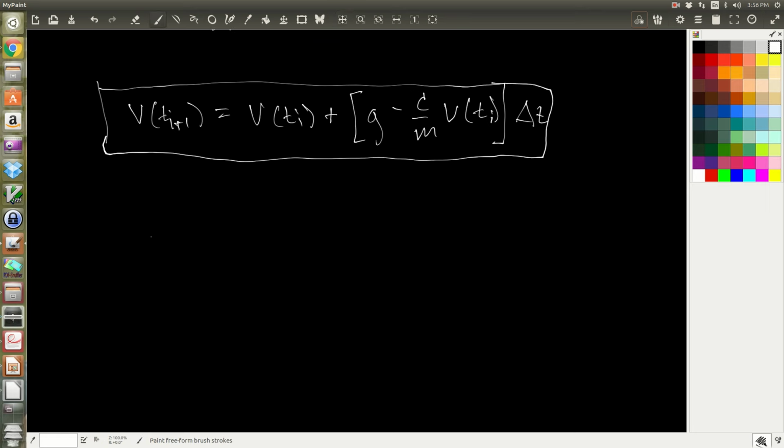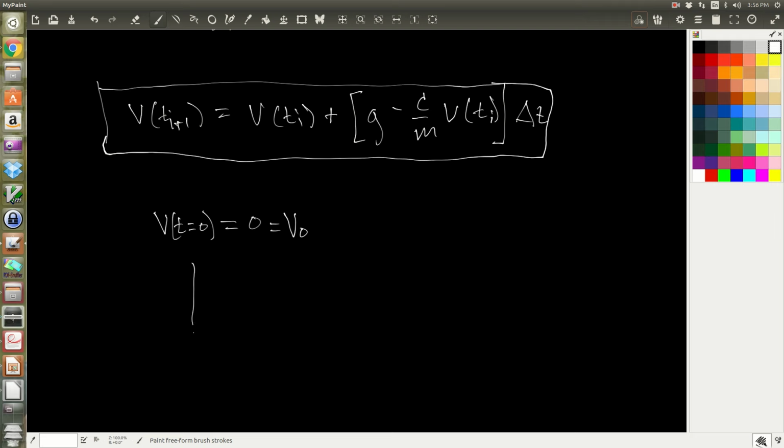So we know when the parachutist first jumps out of the airplane, he has no initial downward velocity. So we know v at time t equal to 0 is equal to 0. And we can also just label that v sub 0.